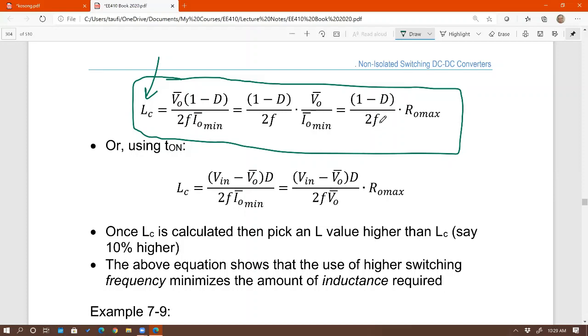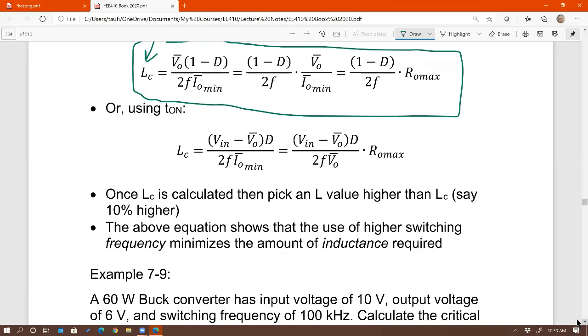Now you know another reason why we want to increase switching frequency. If you increase the switching frequency, guess what happens with L? It's going to get less, right? You're going to reduce the size of L by increasing frequency. Reducing L means smaller inductor. That's another benefit of increasing frequency.